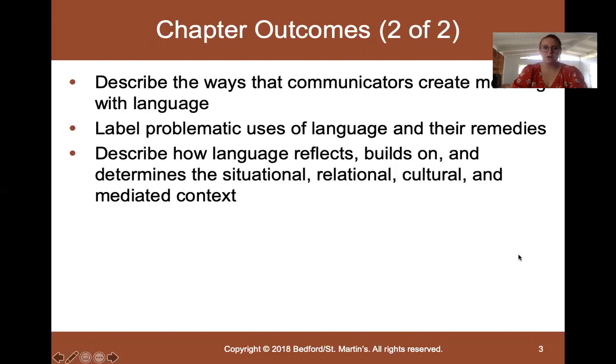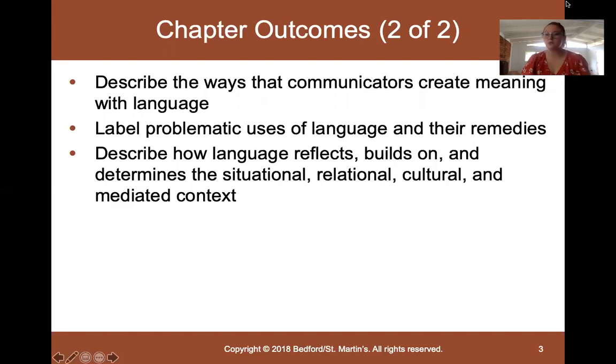Some more chapter outcomes are going to be describing the way that communicators create meaning with language, labeling problematic uses of language and their remedies, and describing how language reflects, builds on, determines the situational, relational, and cultural and mediated context. That one was a mouthful.